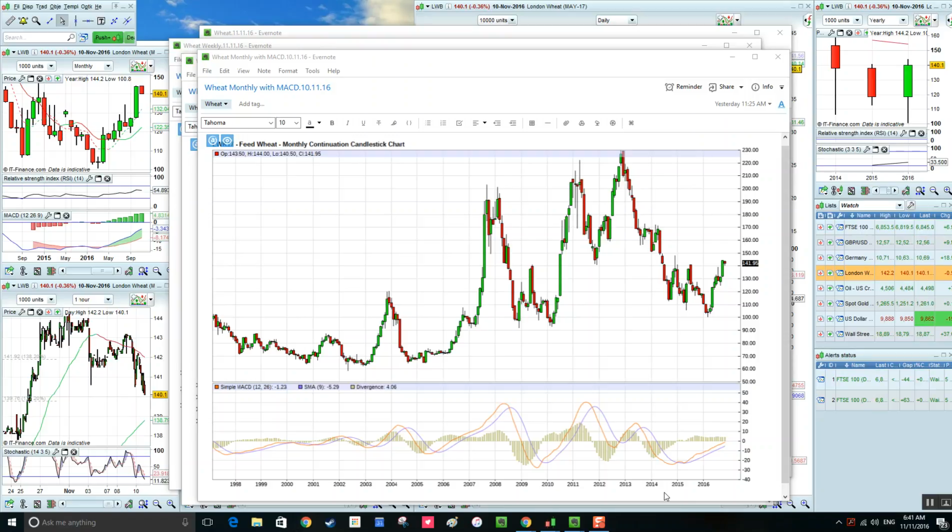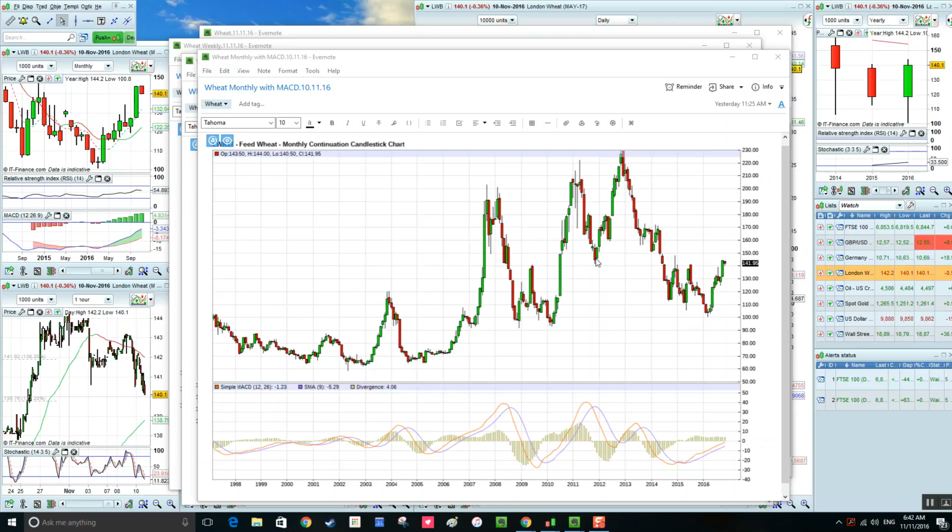Looking at the May contract 2017 UK wheat, pre-market open. And as usual, we'll start with a long-term chart. We'll look at the monthly chart, and here you can see that we're just testing the swing high of last year, the 2015 highs at 140. Closed last night just above this 140 level.